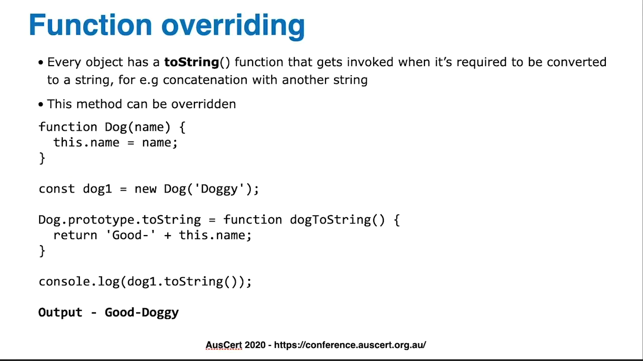So for example, every object has a toString function that gets invoked whenever it is being converted to a string. For example, if you're adding two strings and one of the added values is a number, then before addition, the toString function will be called on that. So you can override that method by defining your own toString function, and once the addition happens, the toString function will get invoked, and whatever code you put inside that will be called. So for example, in this case, we are overriding the toString function of the dog object.